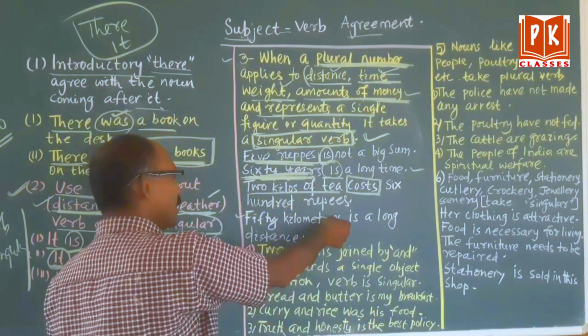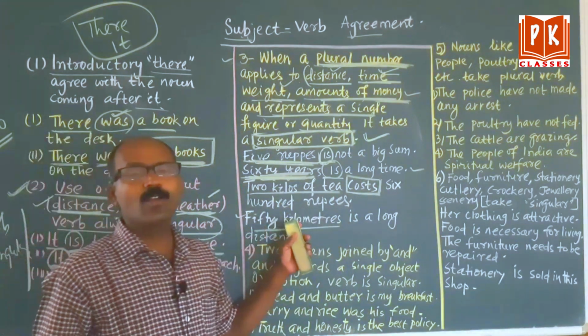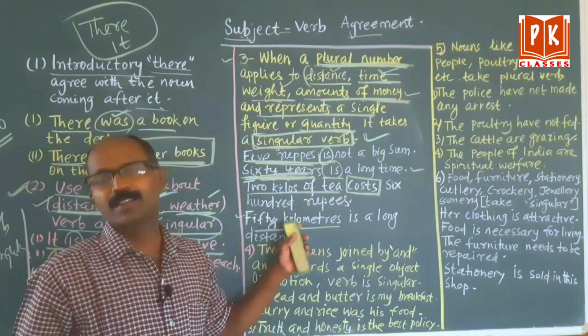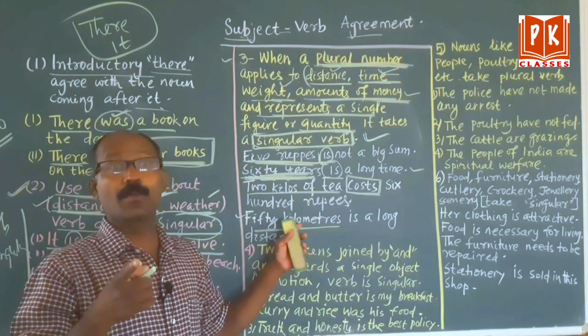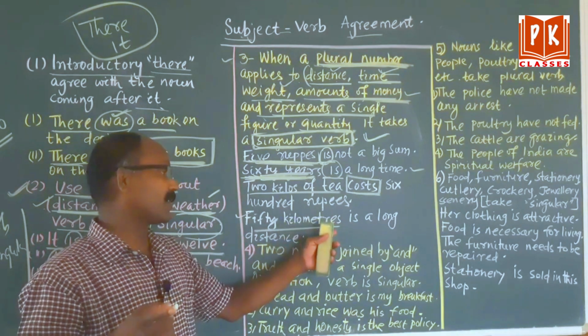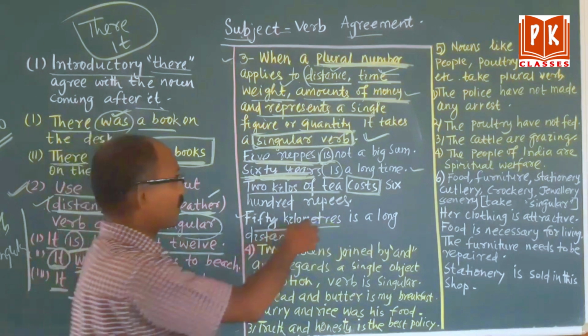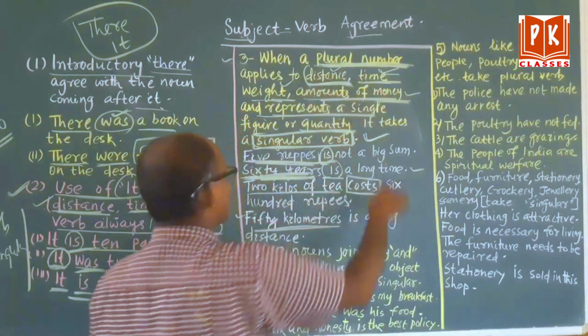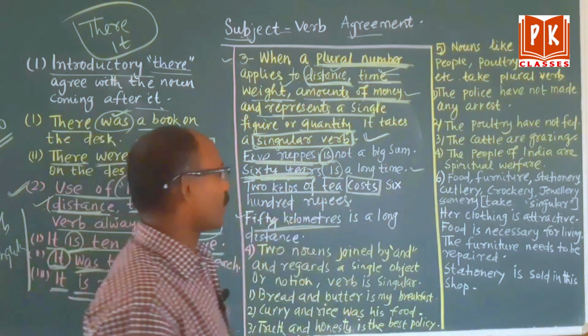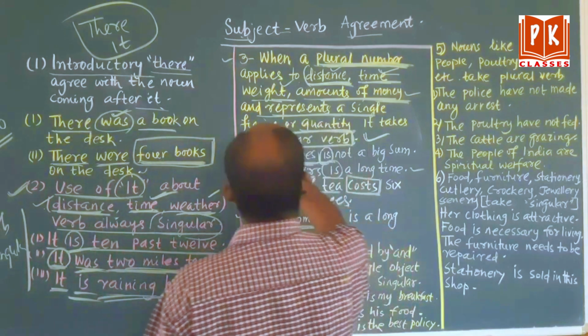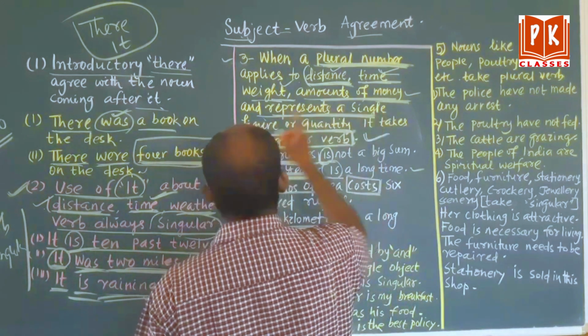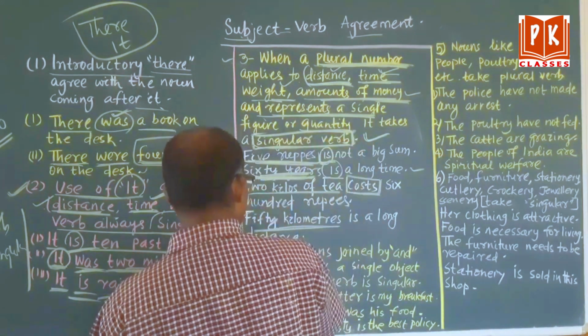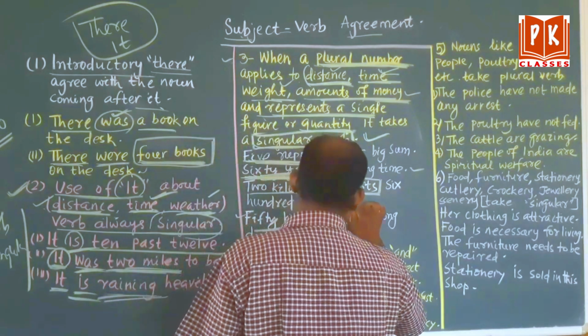50 kilometers. Listen. 50 kilometers. It looks plural, isn't it? Kilometers, when s is there. But you know what this is? It indicates the distance. So 50 kilometers, formula says that if it represents a single figure or a quantity, so what became?